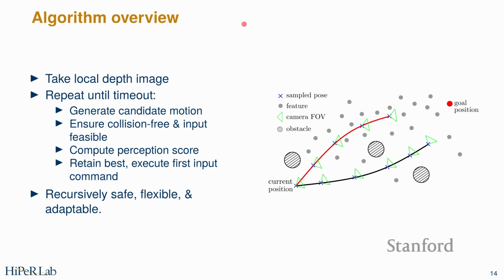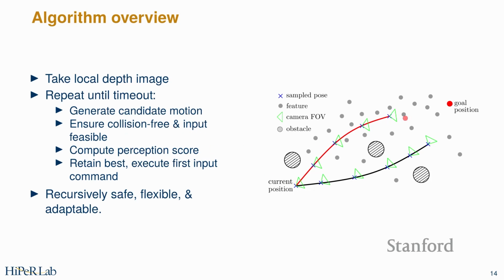That planner runs, we take a depth image of the world, and then we have a timeout. In this case, we run it at 10 hertz, so not that fast. So 100 milliseconds where we generate possible motions. We do this with this obstacle avoidance. We can check whether we have collisions doing these pyramids. We can check whether we're input feasible.